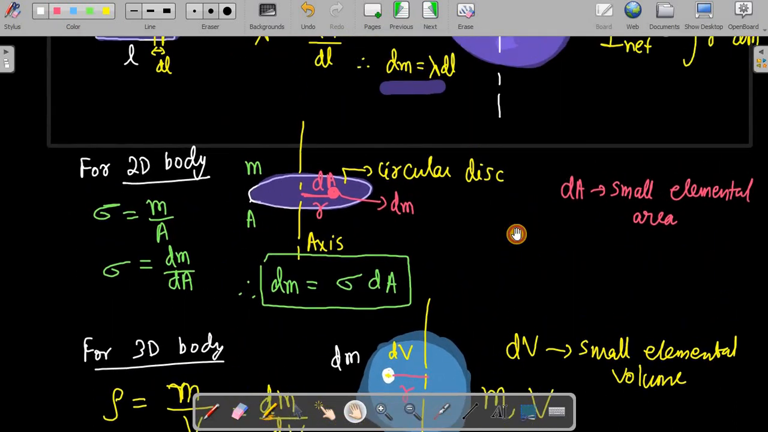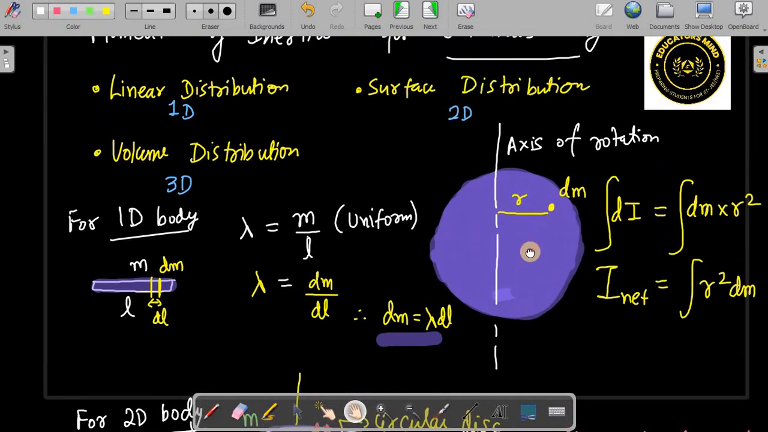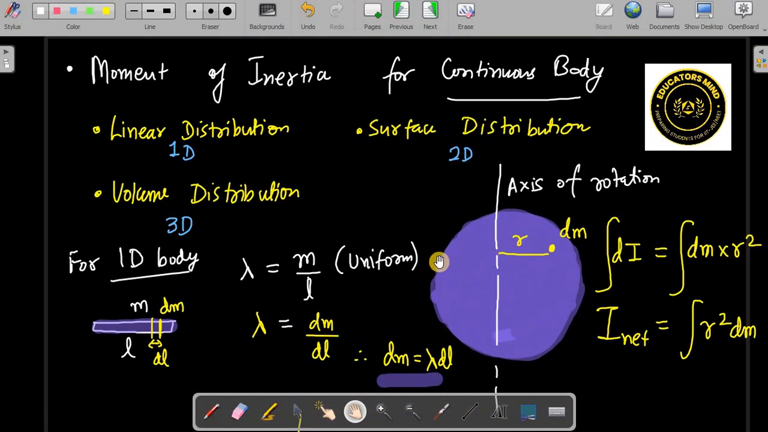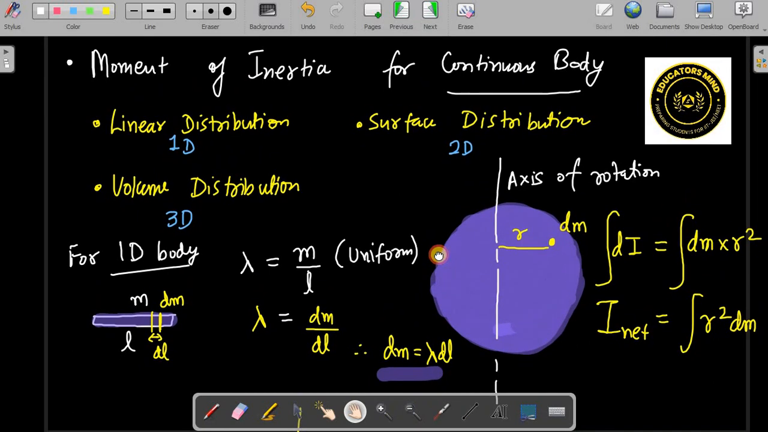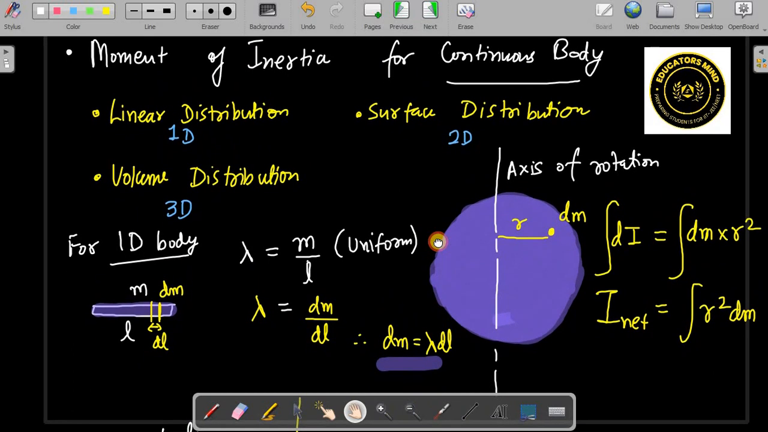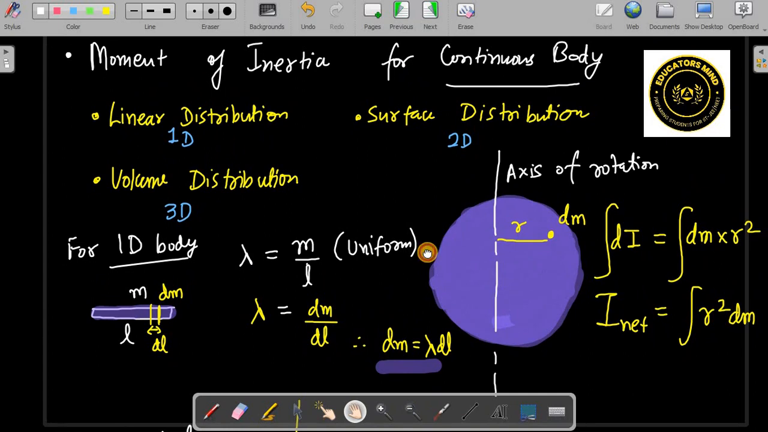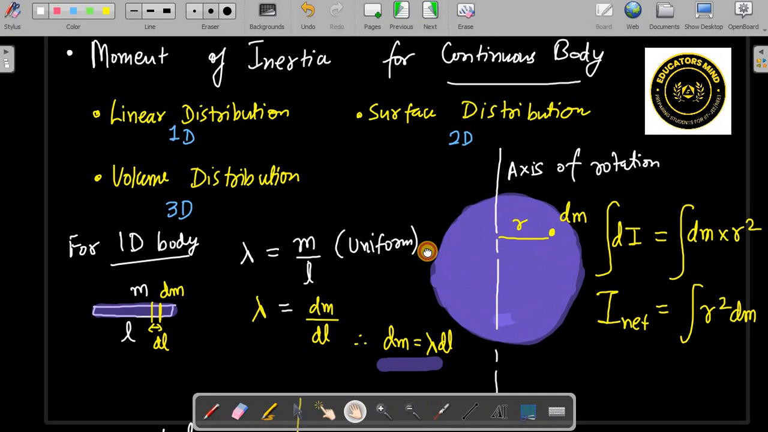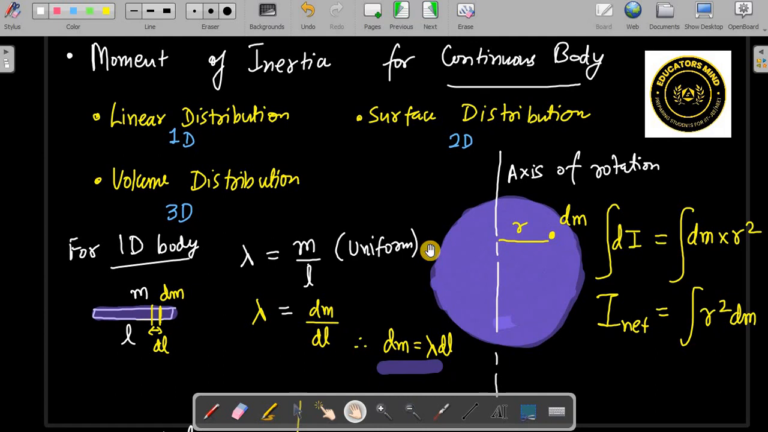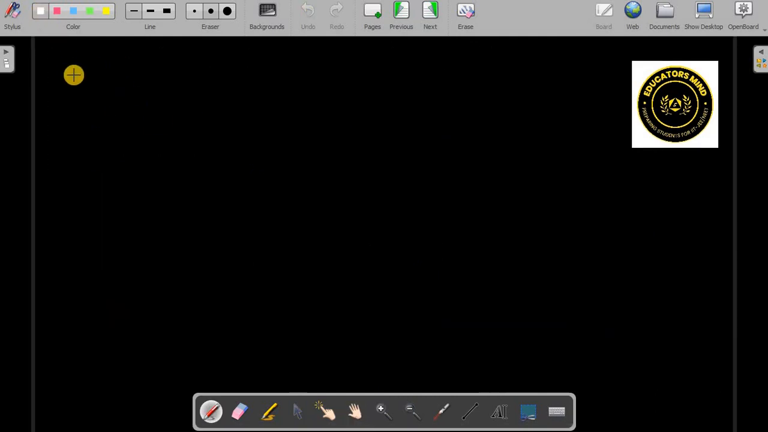This is how we'll calculate, and then after you substitute the small inertia, you will integrate it, right? That is the approach of all types of calculations that we are going to do for continuous bodies. A lot of results are there. We will be seeing all those results, right? So let us try to see one or two important results. So take for example a uniform rod.